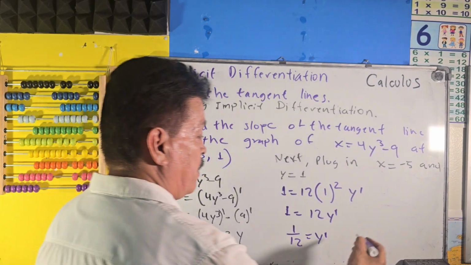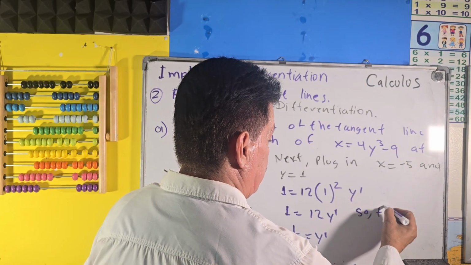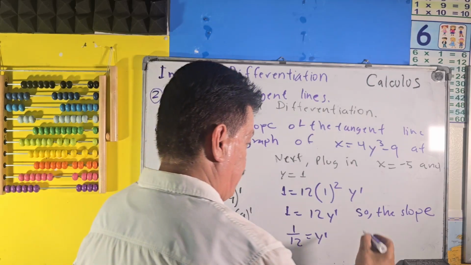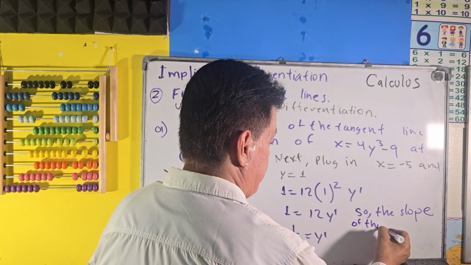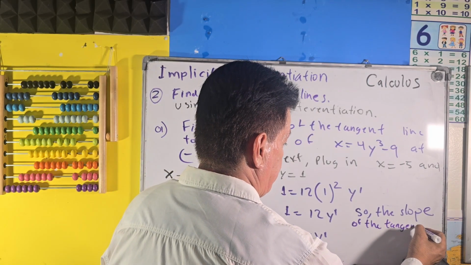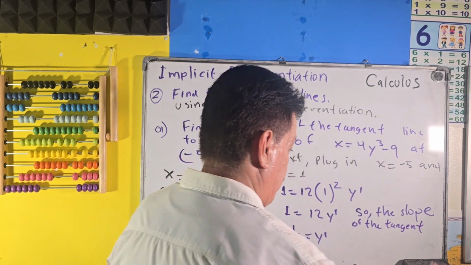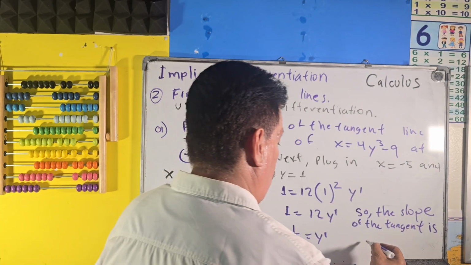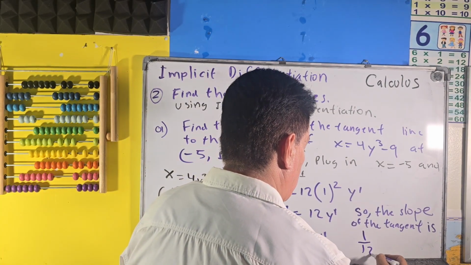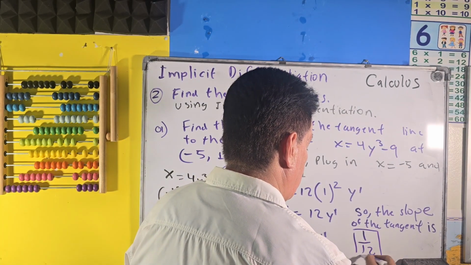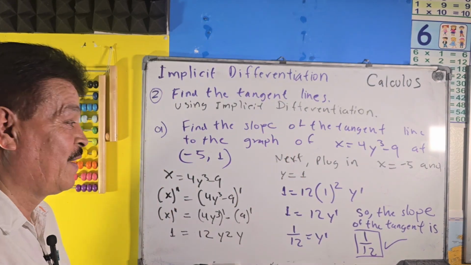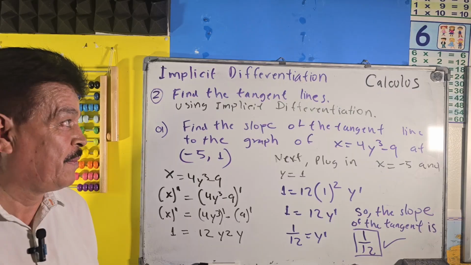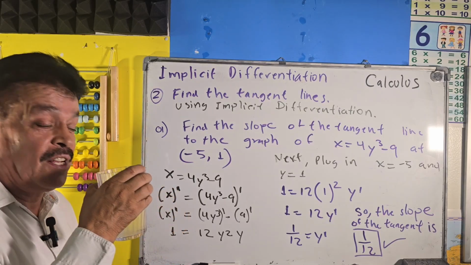So what is the slope of the tangent? It is 1/12 as the solution, right? Very, very simple, easy problem. That's it for today, implicit differentiation.